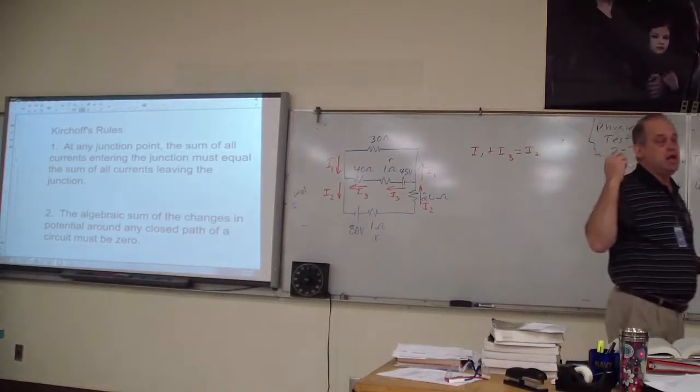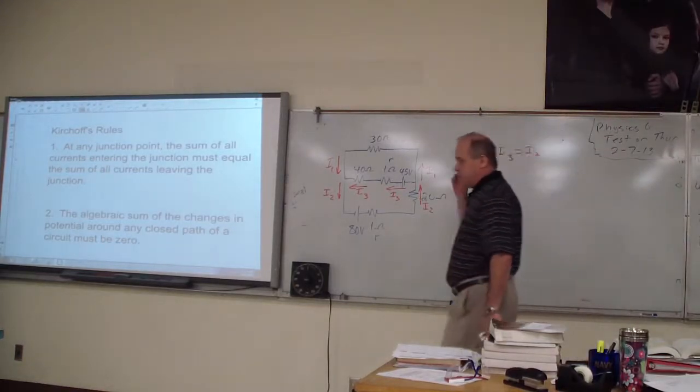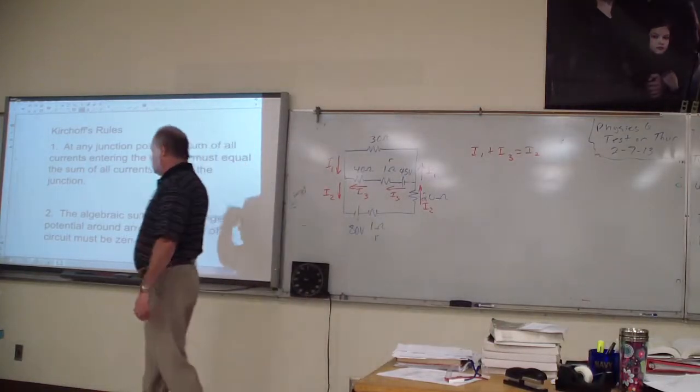That's your first equation. You have 3 unknowns, you need 3 equations, don't you? We have 1 equation so far. We get the other 2 from the second rule. All right, that's the first equation. I need 2 more. Now these are loop rules.